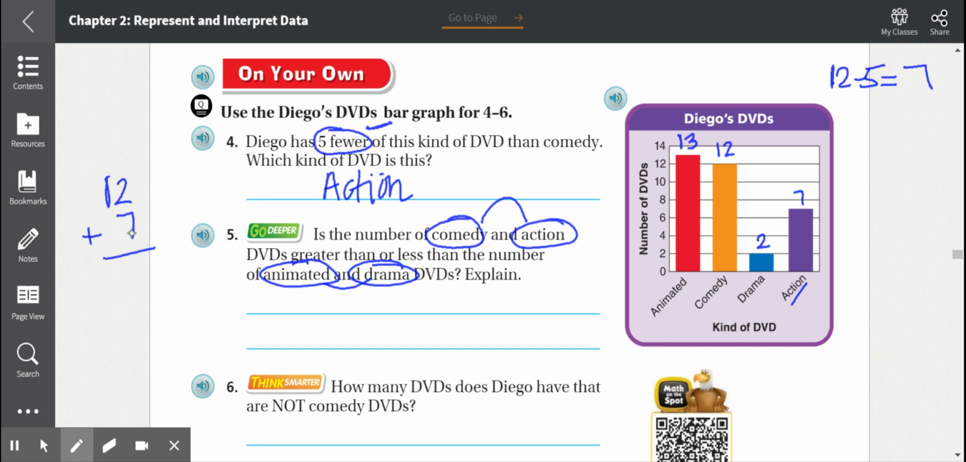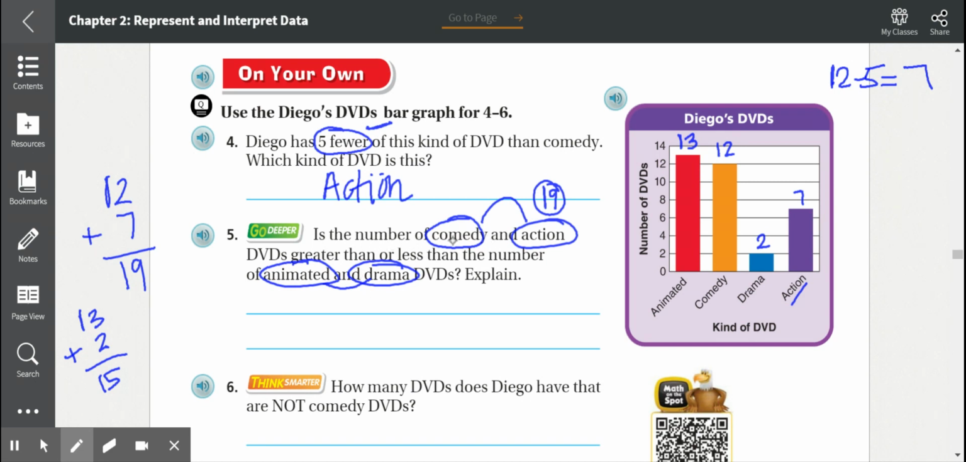2 plus 7 is 9, and then the 1 comes down. So for comedy and action, he has 19. Now let's see animated and drama. So animated, he has 13. And drama, he has 2. Add those together, that's 15.